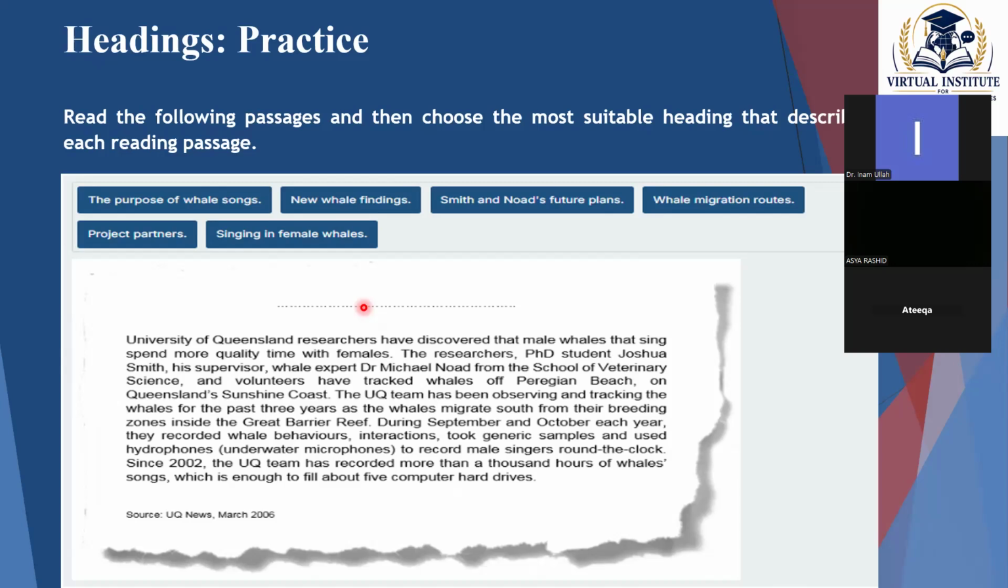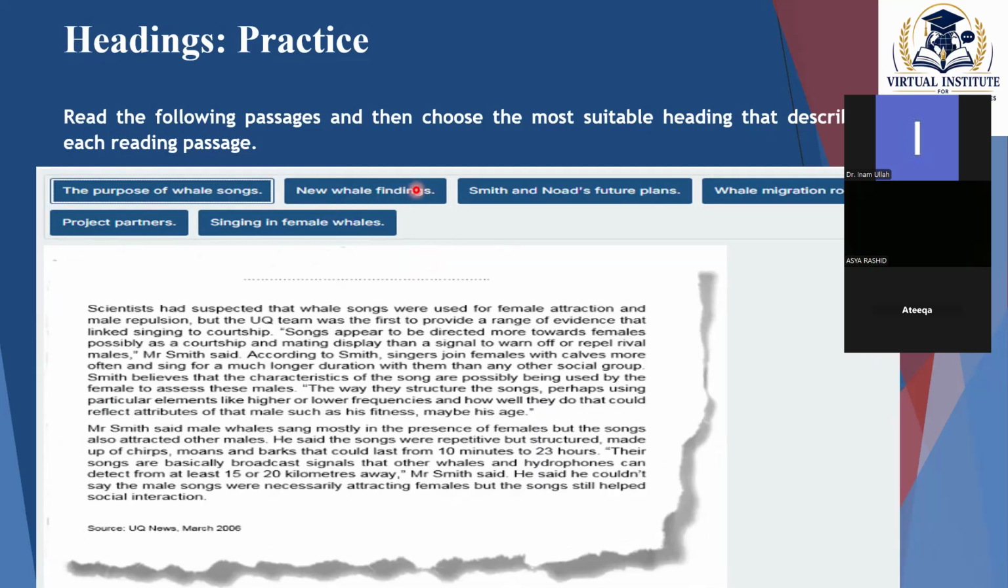Now you are confused. You know, this is what I wanted to see, and this is what I am trying to teach you here, right? Do not get confused, right? Yes, the purpose of whale songs is correct for the first one, and for the second one, new whale findings is correct, right? You can see here we have plurality, findings.